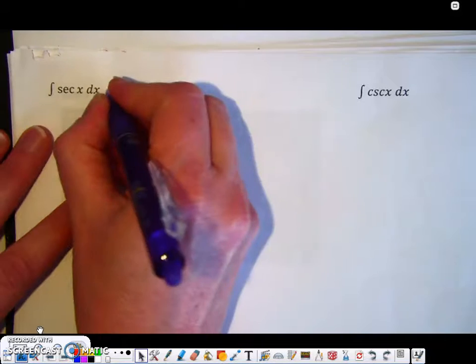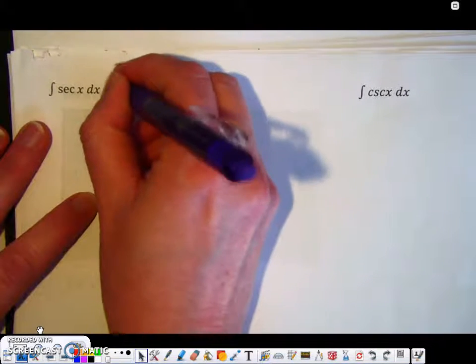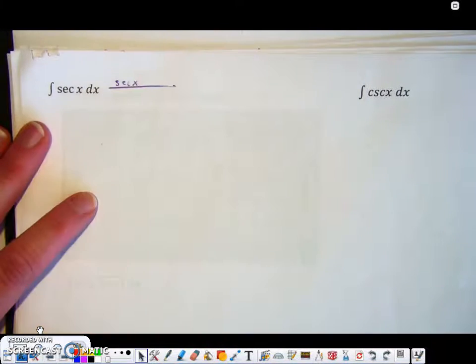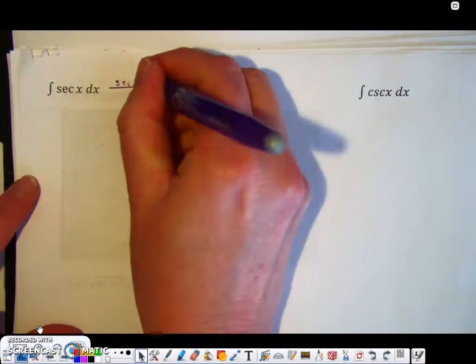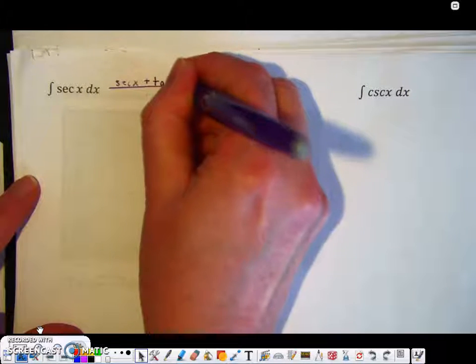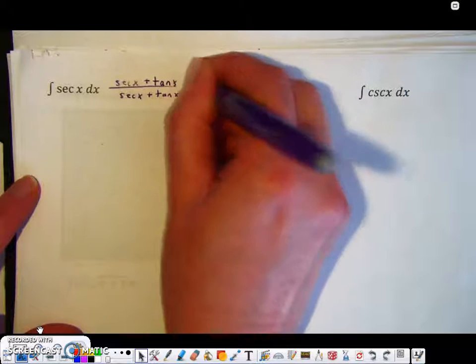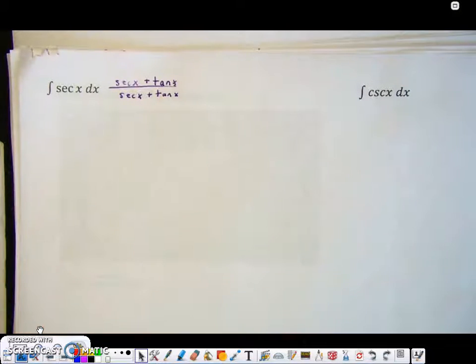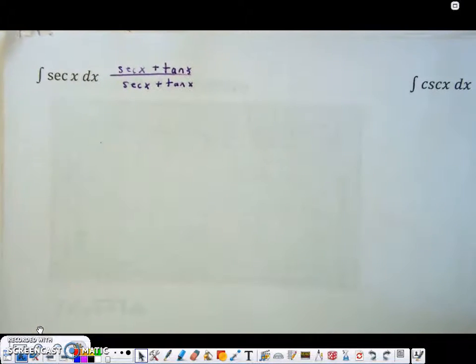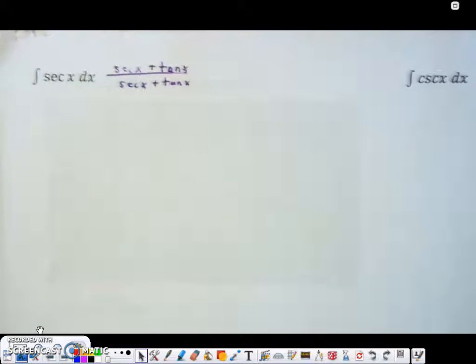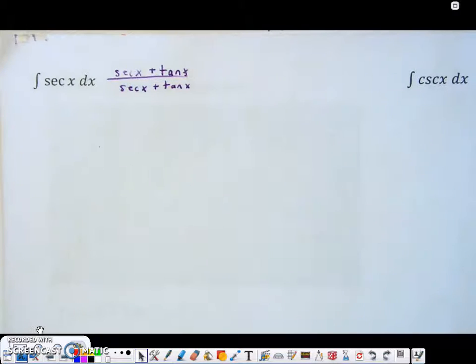But to integrate secant x, what I'm going to do is multiply by secant x plus tangent x over secant x plus tangent x. Why I would do that, I'm sure would seem like a mystery. It won't be a mystery for too long. You'll see why it's particularly convenient. But why is it okay mathematically for me to just multiply by secant x plus tangent x over secant x plus tangent x? Because it equals 1, yes.